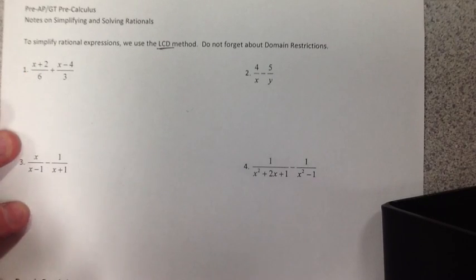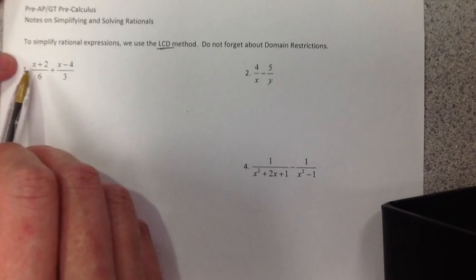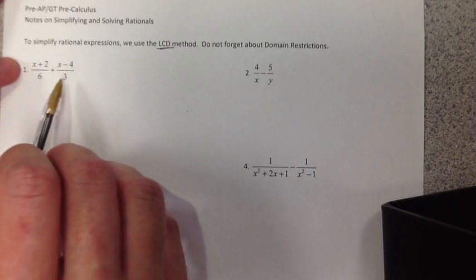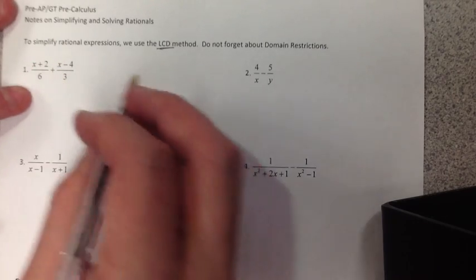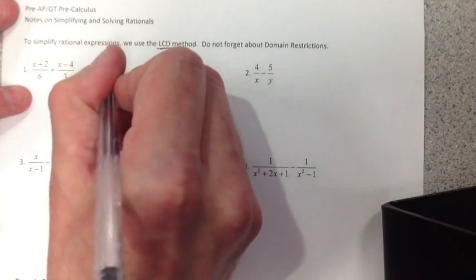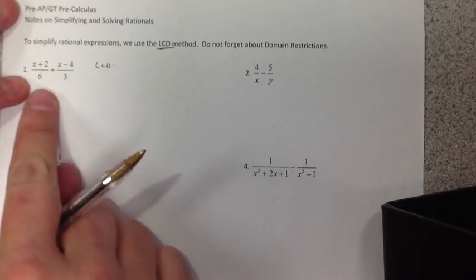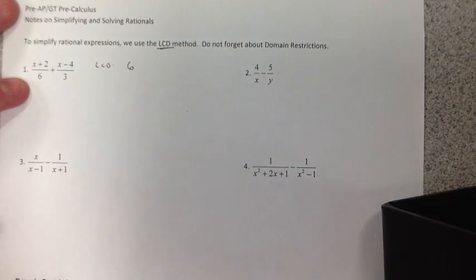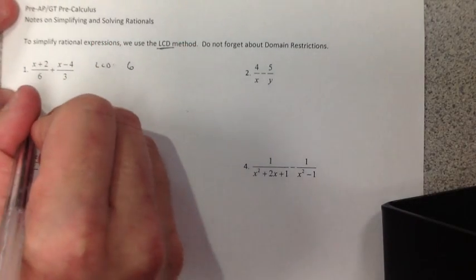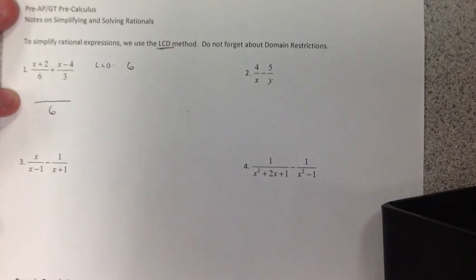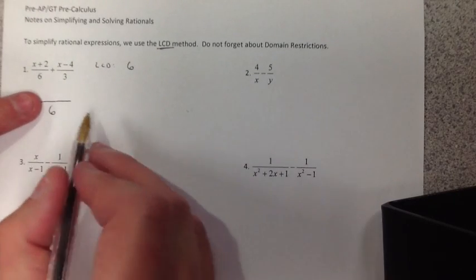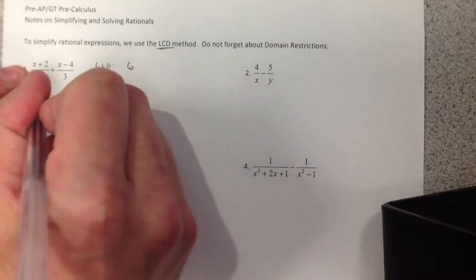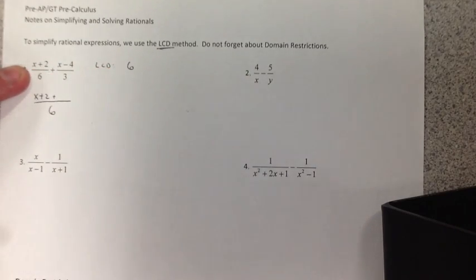We have our first expression here, (x plus 2) over 6 plus (x minus 4) over 3. And to get the LCD, we should know this from elementary school, right? What's the common denominator for 6 and 3? It's 6. And if I want to write my fraction, I'm going to put it over my common denominator, which is 6, and I'm going to find out which one is missing. Now, this 6 is already 6. So that means the x plus 2 stays the same.